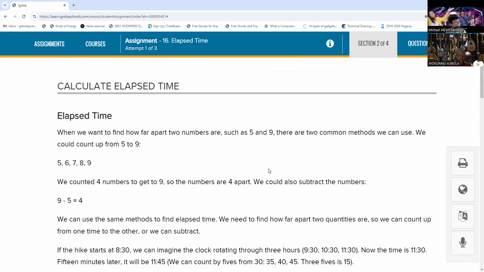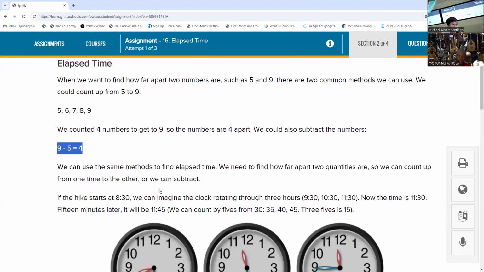When we want to find how far apart two numbers are, such as 5 and 9, there are two common methods we can use. We could count up from 5 to 9, like I counted from 8:30 to 11:30, then added 15 minutes to 45. We counted numbers from 5 to get to 9. That's counting up to 9. And so the numbers are 4 apart because 5, 6, 7, 8 is 4 before you get to it. So we could also subtract and say 9 minus 5 is.